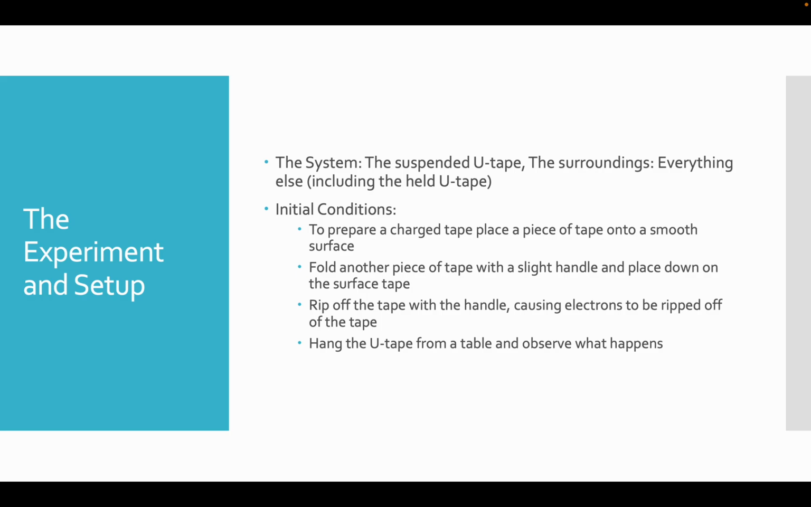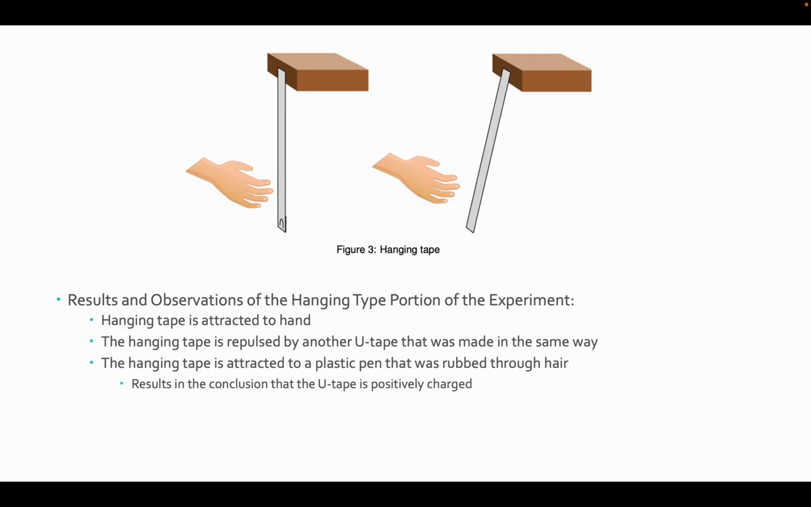So the system for this involved the suspended U-tape and the surrounding as well as everything else, including the held U-tape. And the initial conditions is that we simply prepared 2 charged tapes, and they were both found to have a positive charge. The reason this was the case is because we saw that the hanging tape was attracted to the hand, and the hanging tape was attracted to a plastic pen that was rubbed through my hair, which a plastic pen, when rubbed through hair, obtains a negative charge, and if this was attracted, it had to have had a positive charge.